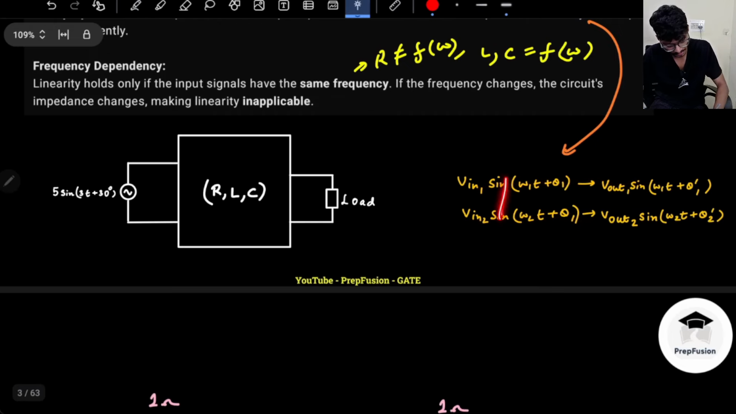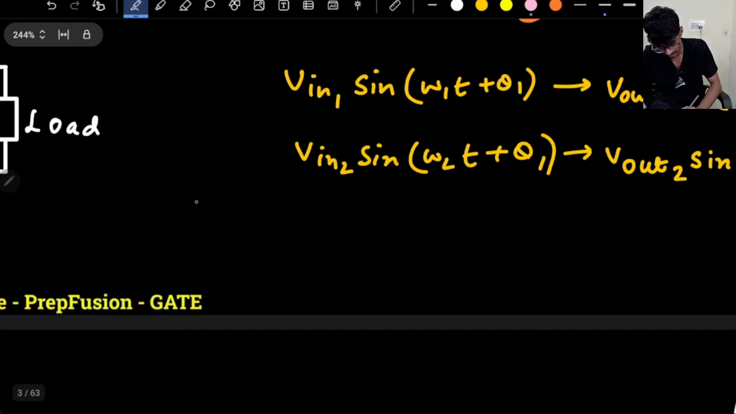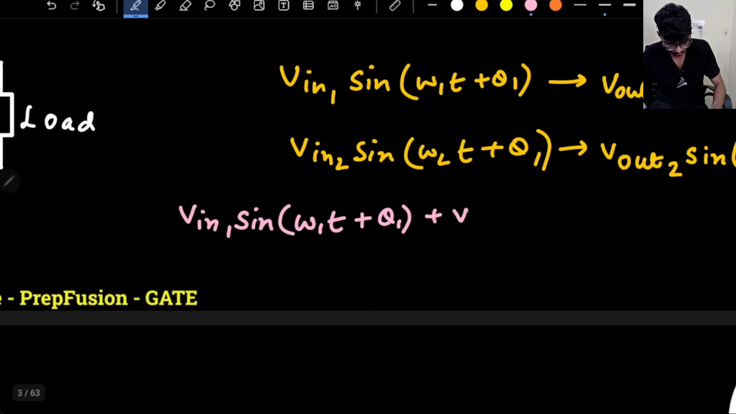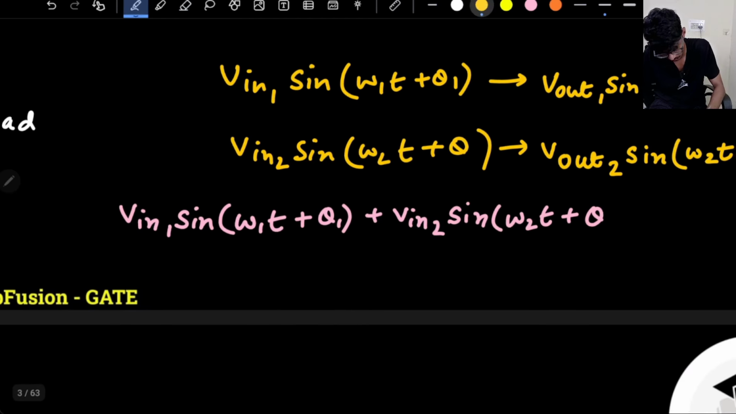So if I combine the two inputs, if I send the input together, my input is this: V in 1 sine omega 1 t plus theta 1, plus V in 2 sine omega 2 t plus theta. Okay, sorry, this will be theta 2, right, this will not be theta 1 plus theta 2.